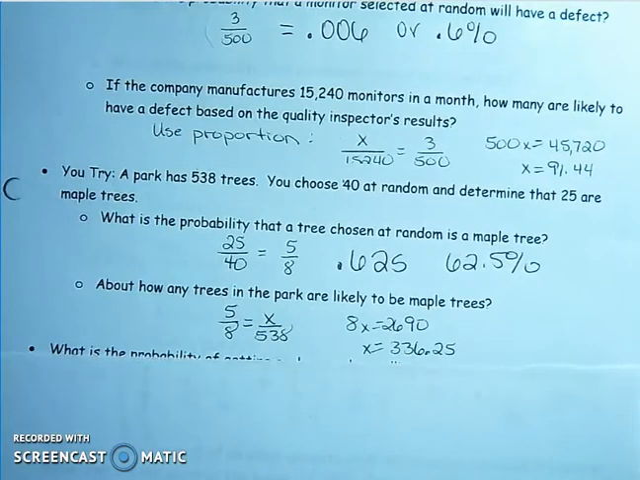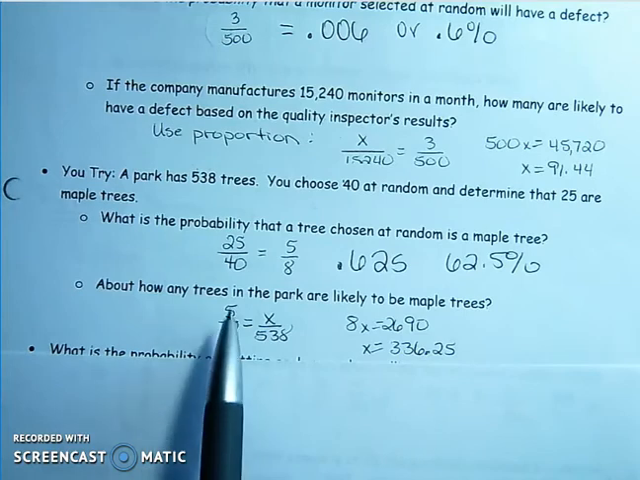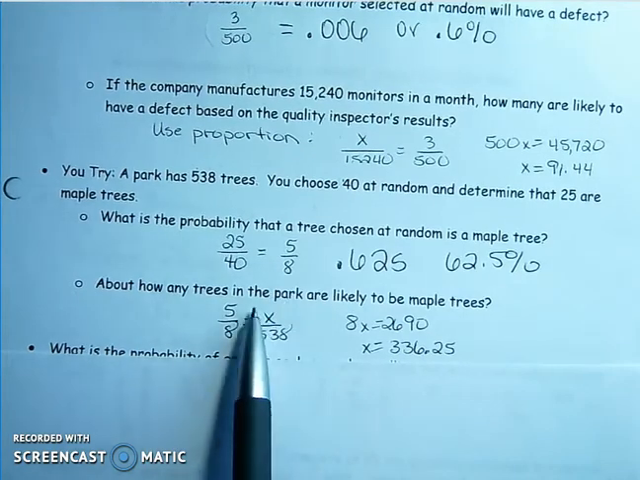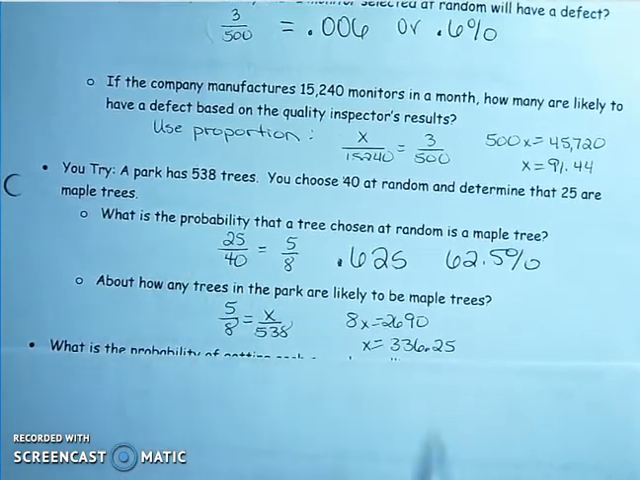Then, to tell how many trees in the total of the park would be maple, we set up our proportion. 5 over 8, which is our probability, equals x over 538, our total amount. Cross multiply, and about 336 trees would be maple.